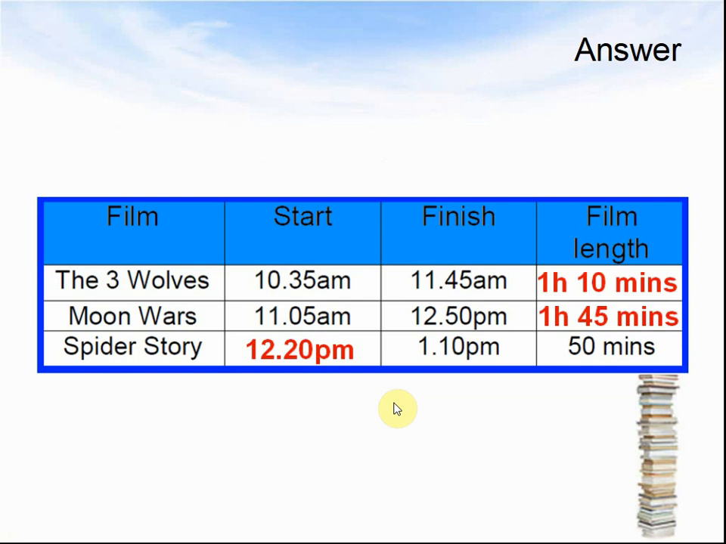Let's look at the Three Wolves, 1 hour 10 minutes long. Moon Wars was 1 hour 45 minutes long. Spider Story started at 12:20. Let's look at the next question.